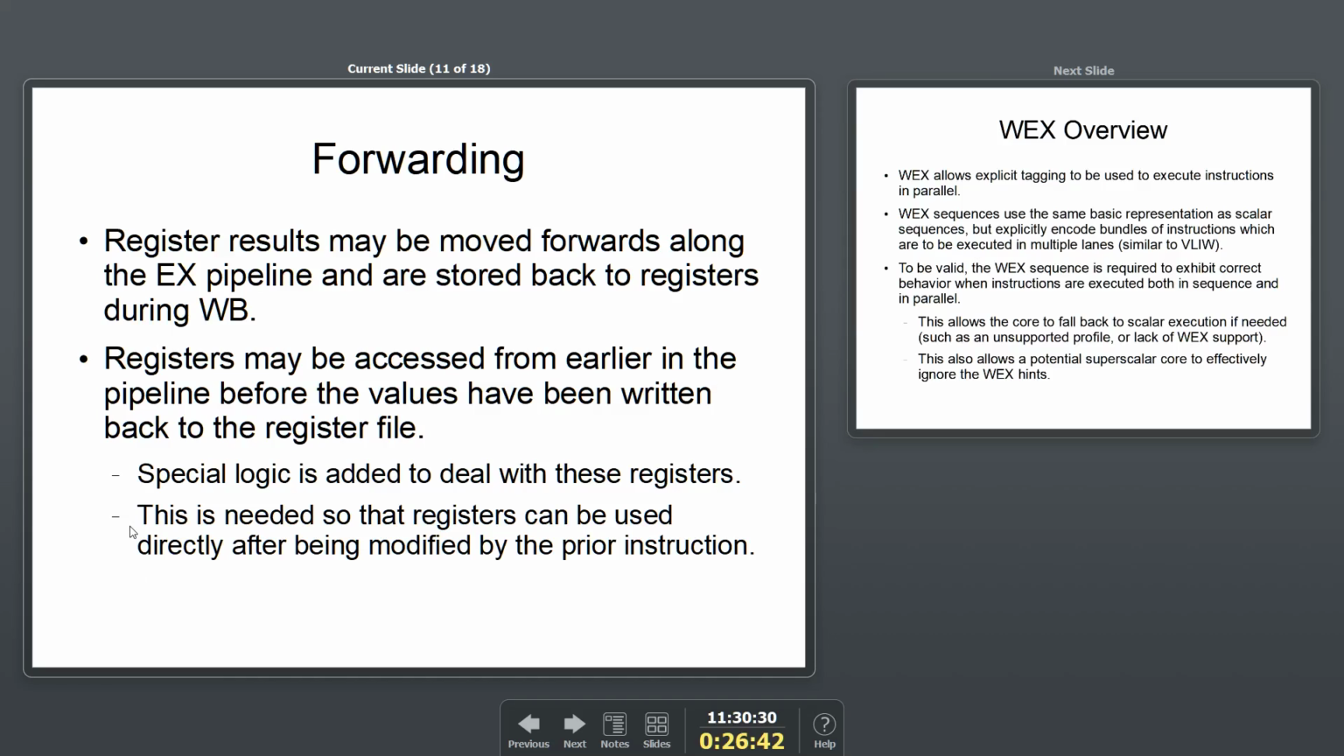Yeah, this is needed so that registers can be used directly after being modified by the prior instruction. As noted, this is separate from the interlock case. Interlock is for cases where it would need to stall, whereas forwarding is for cases where it would not need to stall, but it's being used so that we don't need to stall. We'll see.